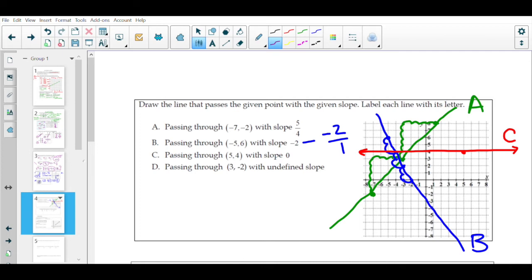Passing through 3, -2 with an undefined slope. So 1, 2, 3, -2 with an undefined slope. That should cue you into it being a vertical line. So there we go, folks, and that is your line D.